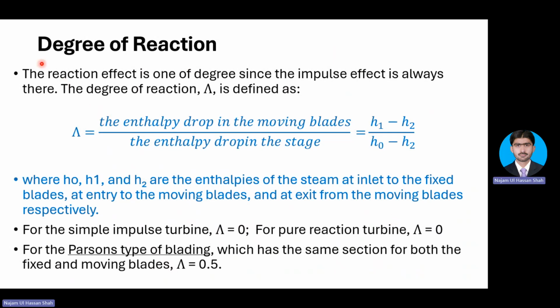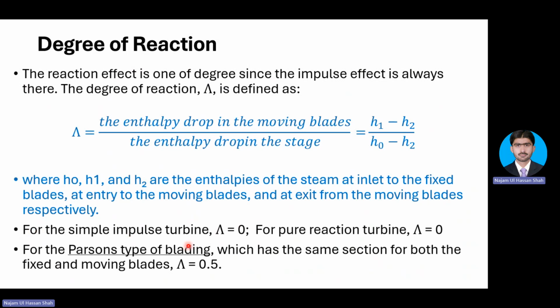Degree of reaction. As mentioned earlier, in a reaction turbine, there can be an impulse force as well as a reaction force on the moving blades. So the reaction effect is of one degree since the impulse effect is always there. The degree of reaction is defined as the enthalpy drop in the moving blades divided by the enthalpy drop in the stage. This is equal to H1 minus H2 divided by H0 minus H2, where H0, H1 and H2 are the enthalpies of the steam at inlet to the fixed blades, at entry to the moving blades, and at exit from the moving blades respectively.